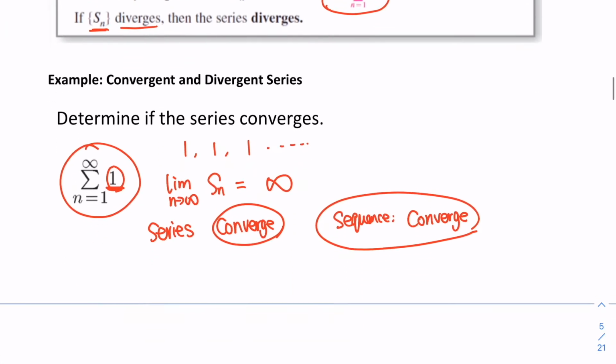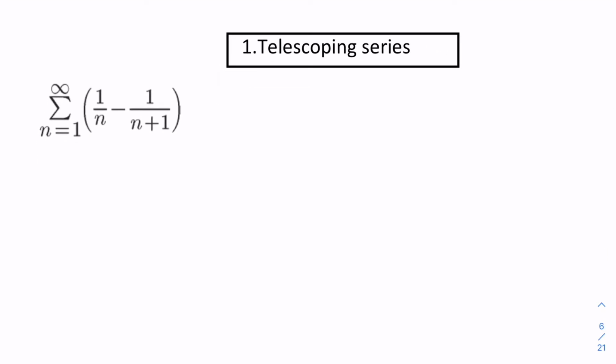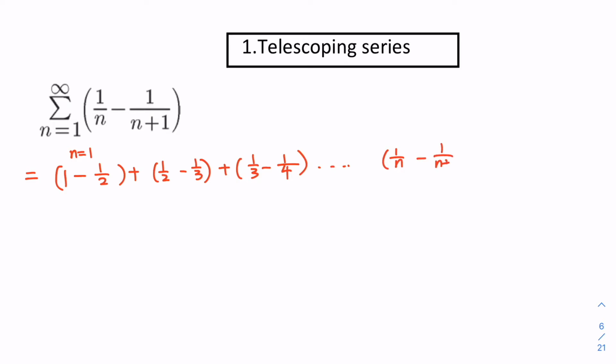So in this lesson, today we are going to learn two types of series. First type, telescoping series. A telescoping series is a type of problem where you can cancel a lot of middle terms. Let's have a look at this one. If we plug n equals 1 in, this will give us 1 minus 1 half. When we plug n equals 2 in, we'll have 1 over 2 minus 1 over 3. n equals 3 gives 1 over 3 minus 1 over 4. And keep going, it's 1 over n minus 1 over n plus 1.